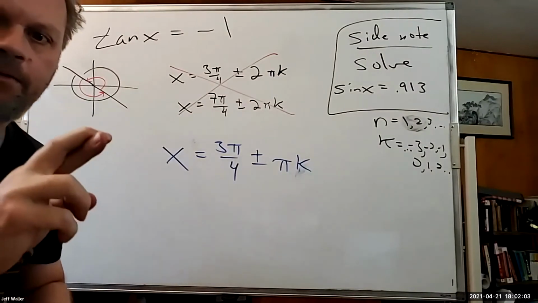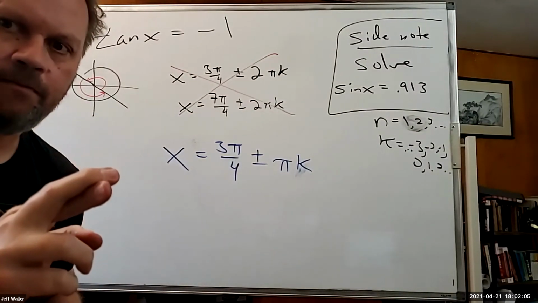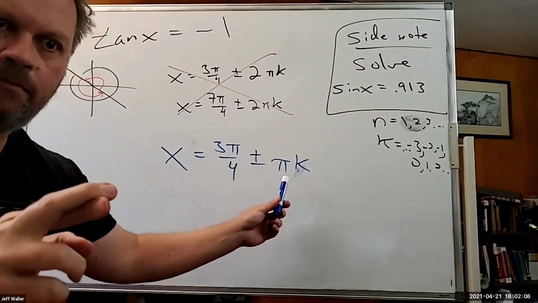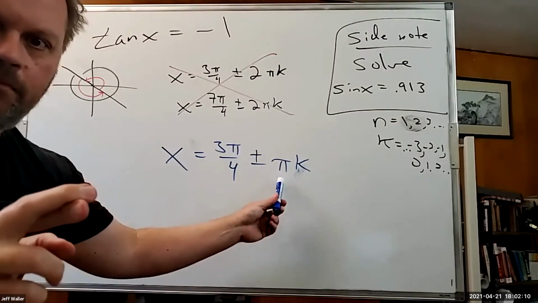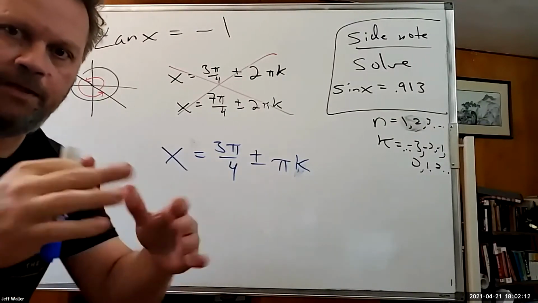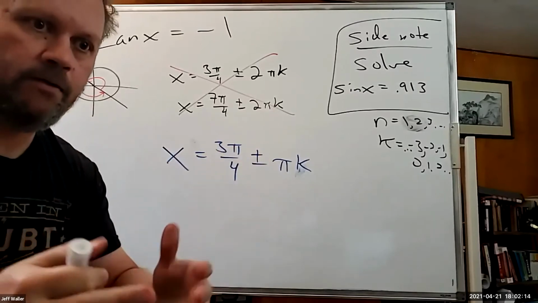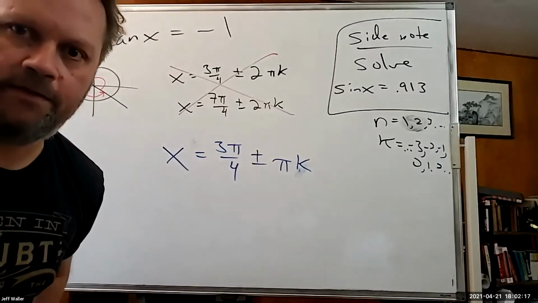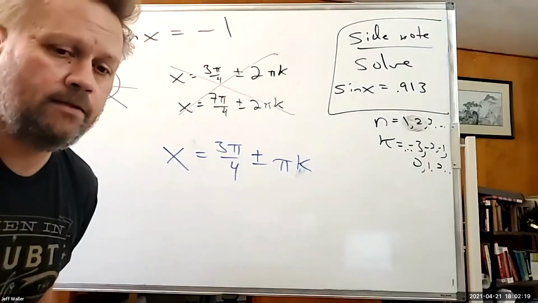Why does this make sense? What's the period of tangent? Pi. Yeah, okay. And what's the period of sine and cosine? It's 2 pi. So the other one we did was a sine at 2 pi. This is tangent, so it should have pi in it. That should make sense.